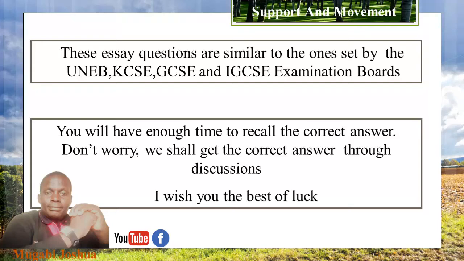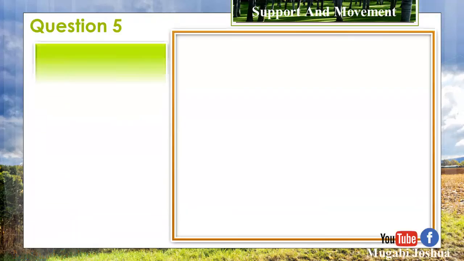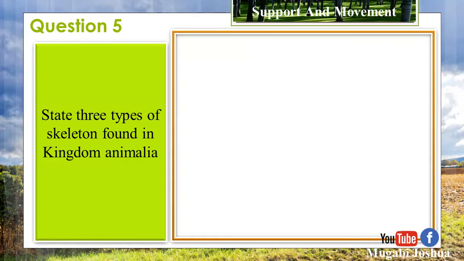Let us begin our essay questions. Question 5. State 3 types of skeleton found in Kingdom Animalia. They want us to state 3 types of skeleton found in Kingdom Animalia.